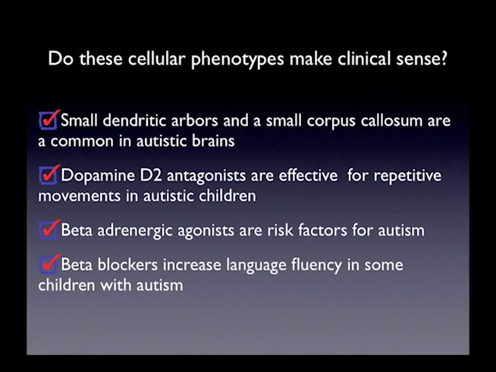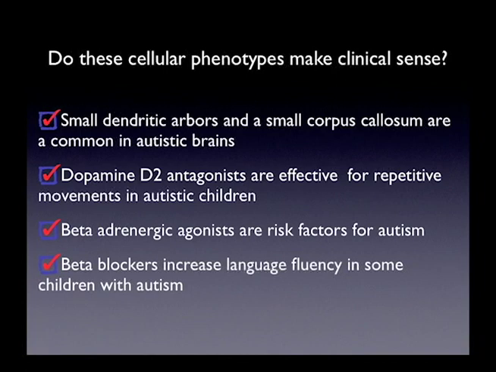And the answer is, well, sort of. I mean, it's like everything in science, you can kind of force it to fit your hypothesis. But I think that there are some encouraging signs, at least. So the first question is, small dendritic arbors. Well, small dendritic arbors and a small corpus callosum are common in autistic patients. I would say that they're not very specific. In fact, it's common in intellectual disability in general. But nonetheless, it's consistent with a defect in intellectual function.